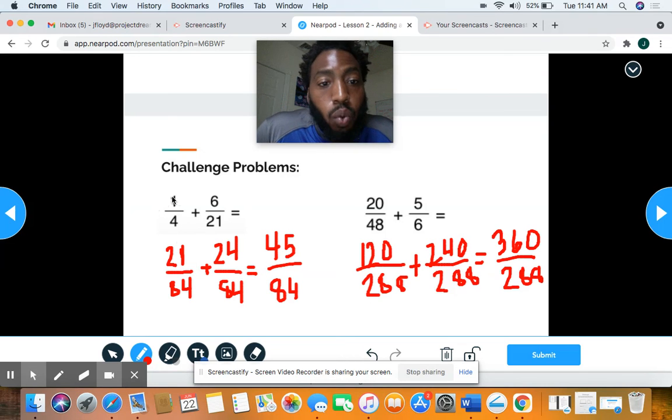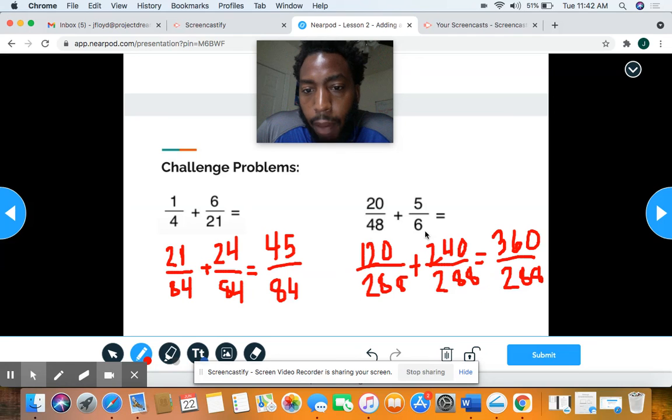We have 21 times 21 is 21. 4 times 21 is 84. 6 times 4 is 24, and 21 times 4 is 84. Do 21 plus 24, and that's 45. 84 plus 84? We're not doing that. We're finding a common denominator strategy. We do 84, 84, and 84. That's our common denominator. Therefore, our common denominator is 84, and our answer is 45/84.